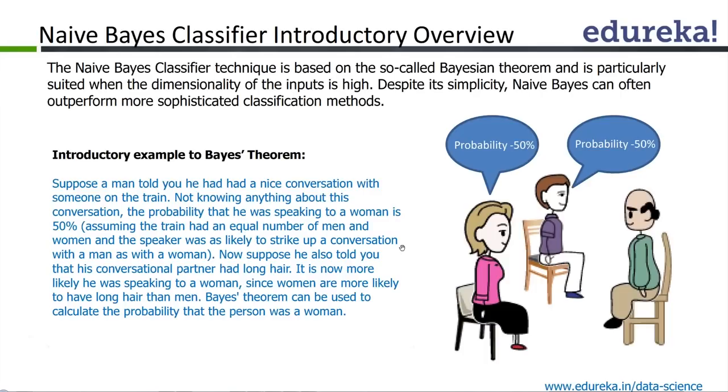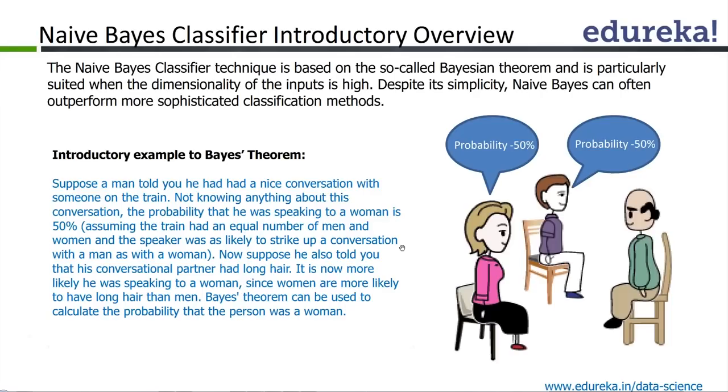So your prior probability, that means without knowing any information about the conversation or about the specifics of that particular incident, you have some prior probability associated with a man and prior probability associated with a woman. So there's a 0.5 probability that your friend is talking to a woman, and there's a 0.5 probability that your friend is talking to a man, right?